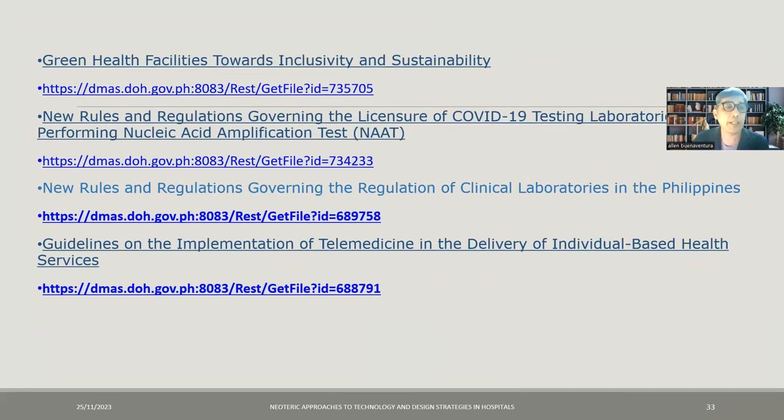The green health practices towards inclusivity and sustainability, the regulation and licensure of COVID testing laboratories performing nucleic acid amplification test, NAAT, which is the COVID-19 testing laboratory that was introduced in 2019 during the COVID-19 pandemic. New rules and regulations governing the clinical laboratories of the Philippines, and guidelines on implementation of telemedicine and delivery of individual-based health services.